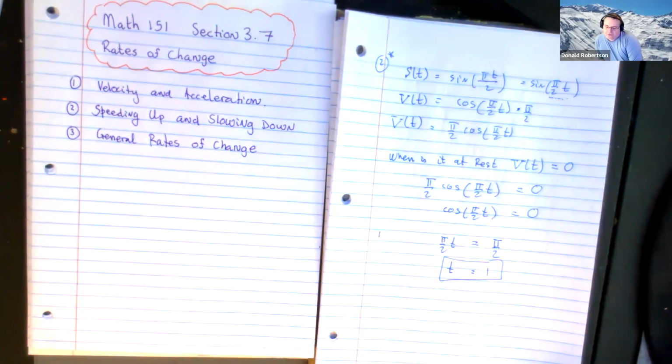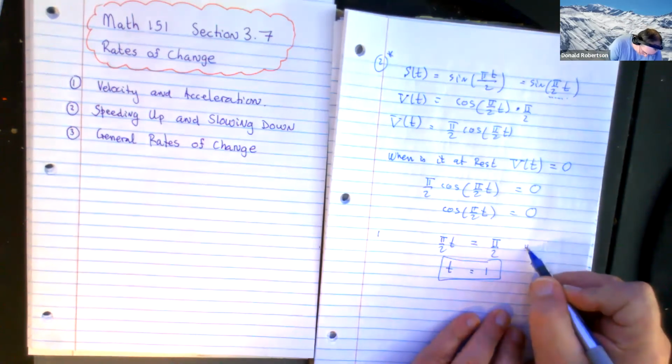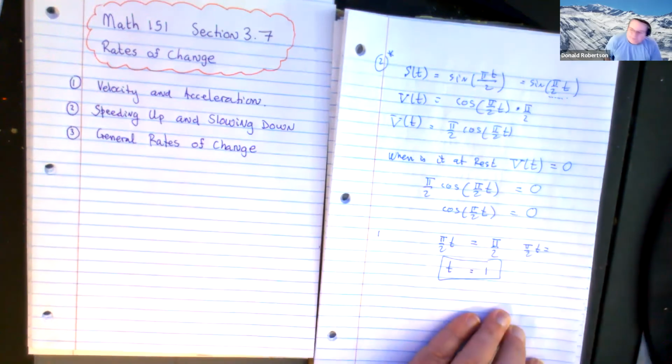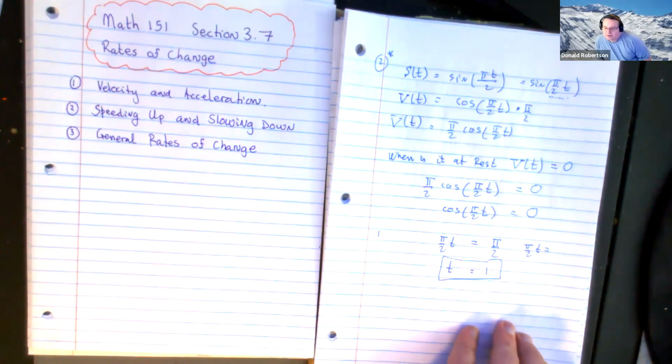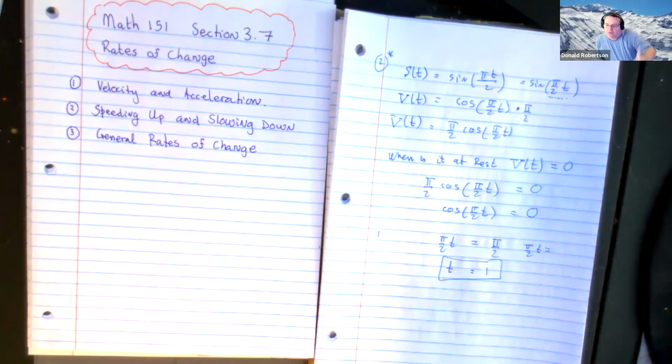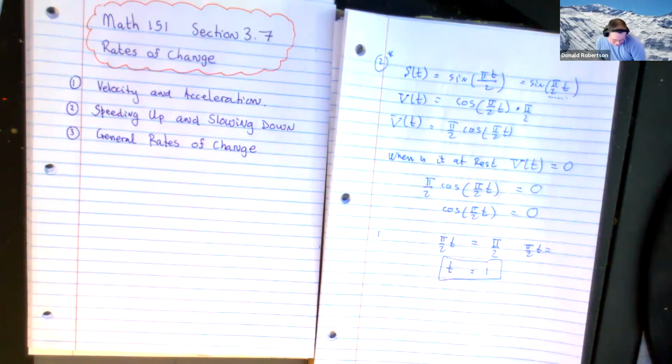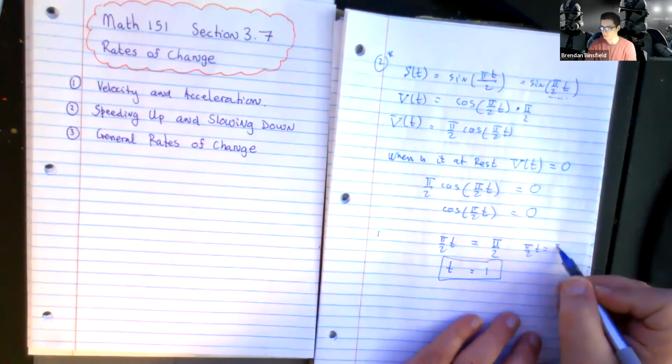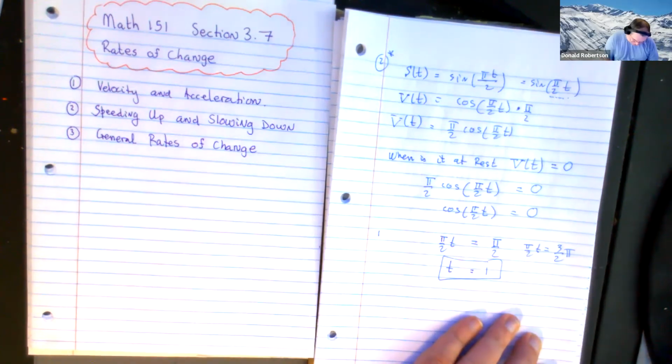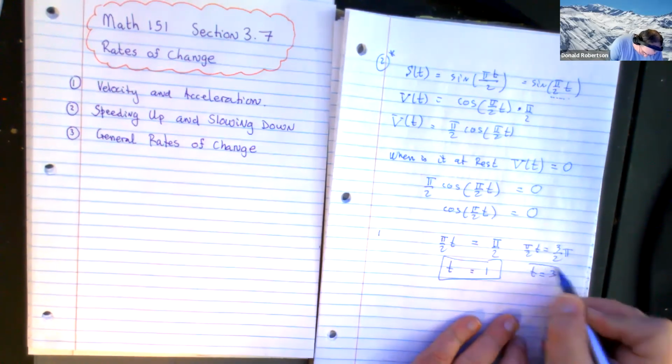Okay, what other answers could there be? Because a unit circle has at least got 2 answers. What would the other one be? We've got vertically upwards. What's the other value where the cosine is 0? I don't want to tell you. 3 pi over 2. Okay, 3 pi over 2, which tells you that t equals 3.